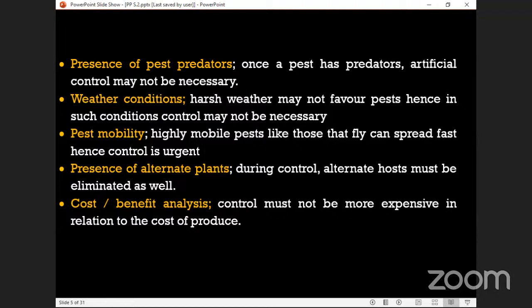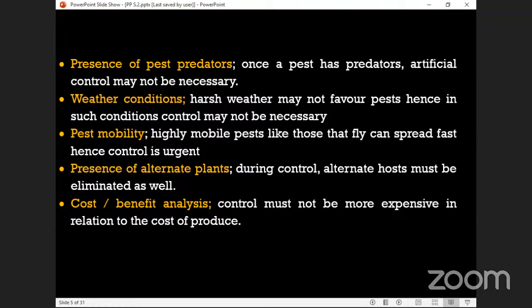Pest mobility. How does the pest move? Does it move very fast? If it is highly mobile, like those that fly, it means that you have to control it very fast, because it has potential to spread to the whole garden.